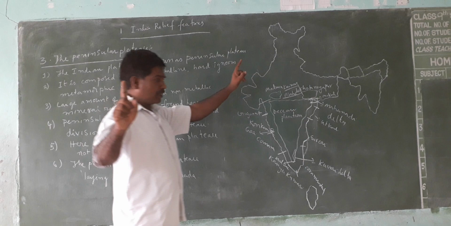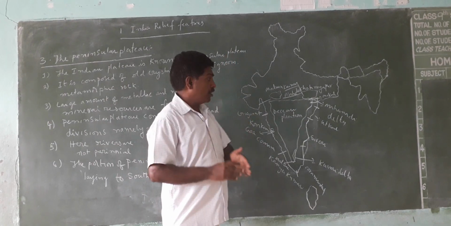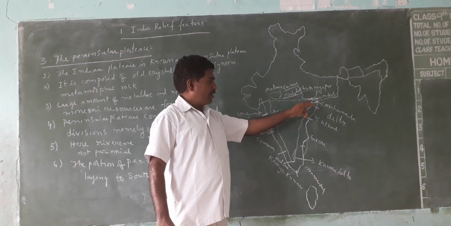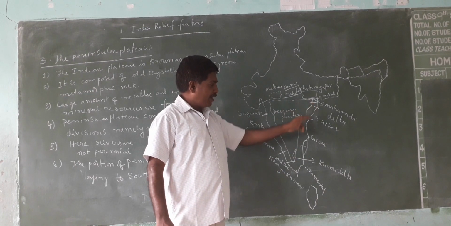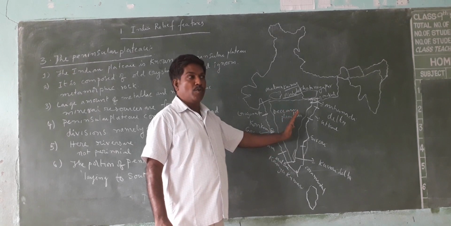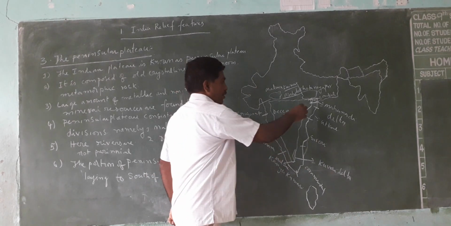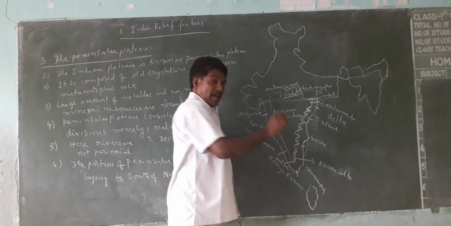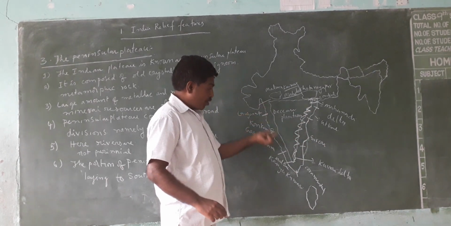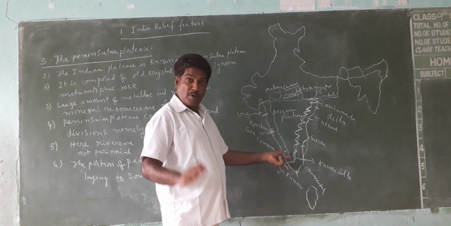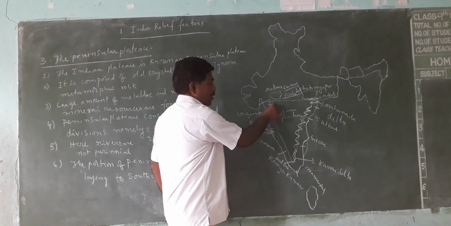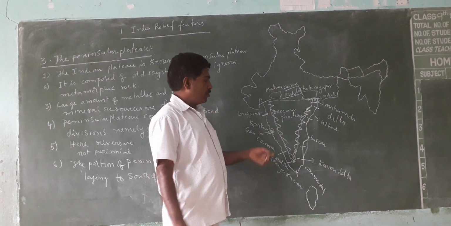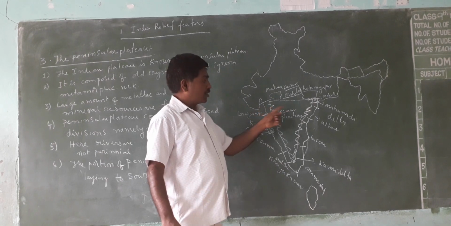Now we are going to discuss two important things in the peninsular plateau. What are they? The complete eastern border of the peninsular plateau is the Eastern Ghats, and the complete western boundary of the peninsular plateau is the Western Ghats. Now we are talking about the Eastern Ghats and Western Ghats.